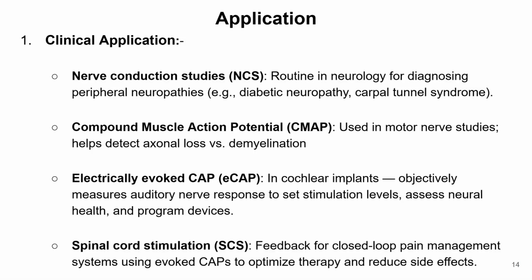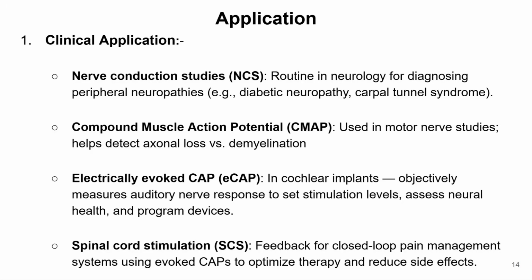In motor nerve studies, the compound muscle action potential or CMAP is used to differentiate between axon loss and demyelination. Electrically evoked compound action potentials are used in studying and measuring auditory nerve response, assessing neural health, and programming stimulation levels. Compound action potentials are also used in spinal cord stimulation, where evoked CAPs provide feedback in closed loop pain management systems. This helps in optimizing therapy and reducing side effects.